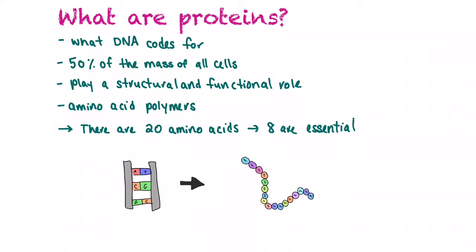And then some proteins have a functional role. So enzymes are functional proteins in that they perform reactions in our body. They speed up reactions in our body without being used up themselves, so they're known as biological catalysts. Proteins are amino acid polymers, so that means that their subunit is an amino acid, and they are repeated over and over again. And there are 20 amino acids, and 8 of them are said to be essential amino acids, meaning that our bodies can't build them from building blocks. We actually have to get them fully in our diet.